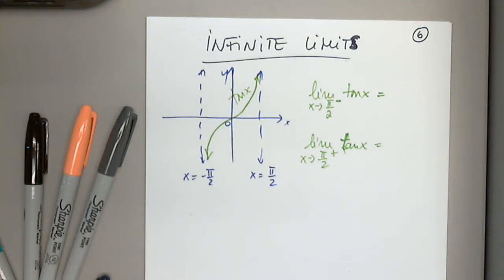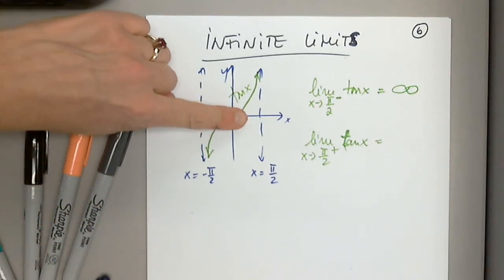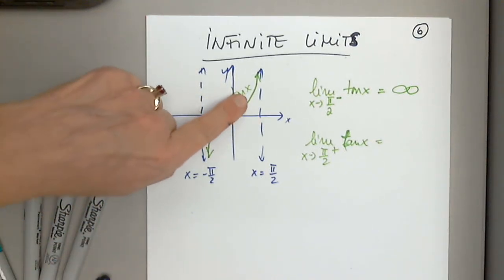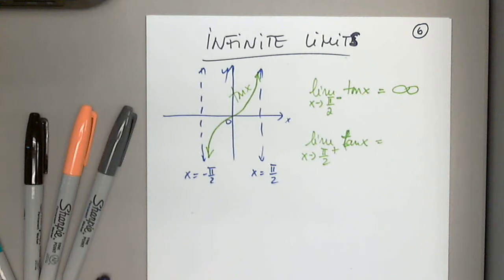Can anyone other than Emily and Savannah give us the answer for the limit of this function, tangent, as x approaches pi over 2 from the left? Positive infinity. Do you all agree with positive infinity? So as x gets closer and closer to pi over 2, obviously the function values we say blow up. Very good. Awesome. Thank you.